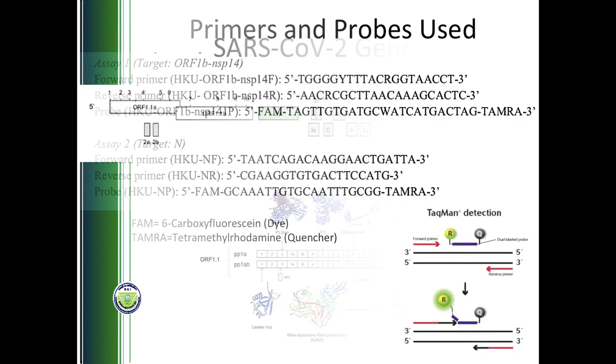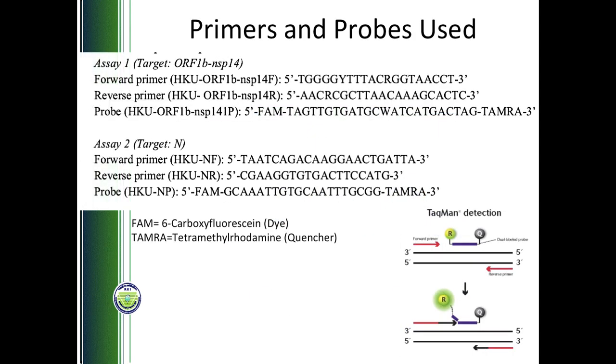And remember that specificity is maintained by selecting the sequence of PCR primers. Just recall the qPCR image. We are adding three things: the forward primer, the reverse primer, and the probe, which has a fluorescent dye. So here is an example of an assay. The upper assay is used to detect non-structural protein 14 from open reading frame 1b. This is the first assay. The second assay is targeting the nucleocapsid gene.